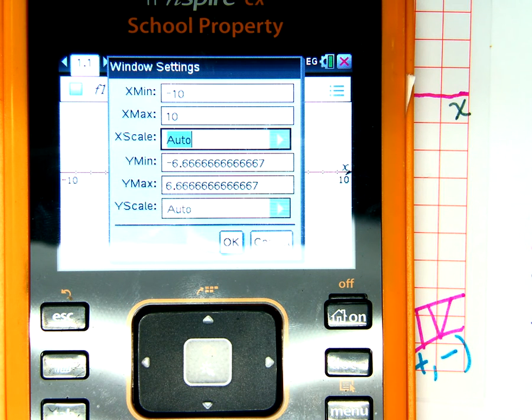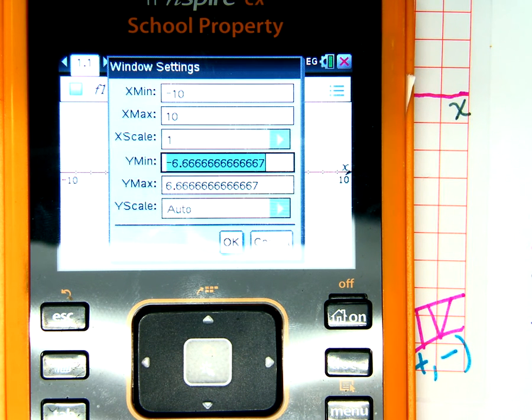How is it counting? Right now it's counting on auto, so it's probably going to count by ones. But we could tell it to count by 2s. We could tell it to count by 10s. Like every hash mark on the graph would be worth 10 if we told it x-scale was 10. Does that make sense? Okay.